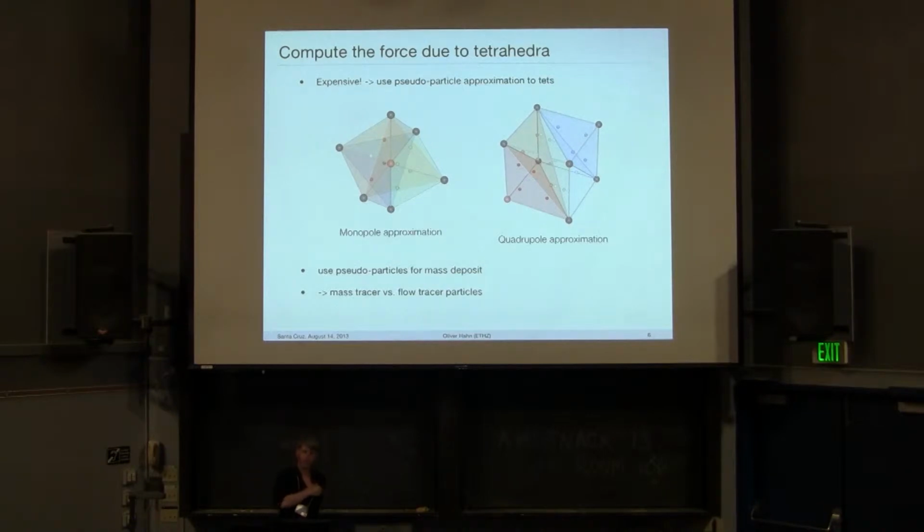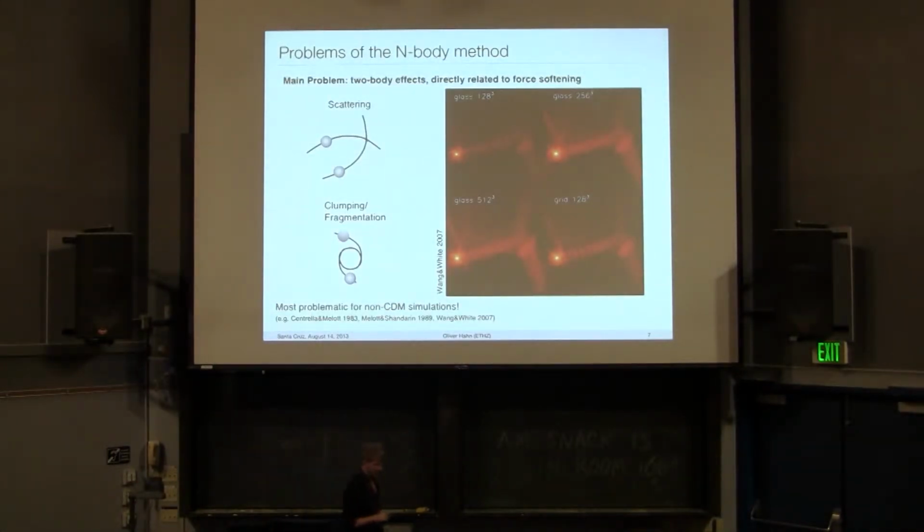Once we have this, we have 2 kinds of particles. We have tracer particles, the ones that span the resolution elements, and we have mass-carrying particles, the ones that deposit the mass, and they're not at the same places. What's the advantage of doing this? Or why do we care?